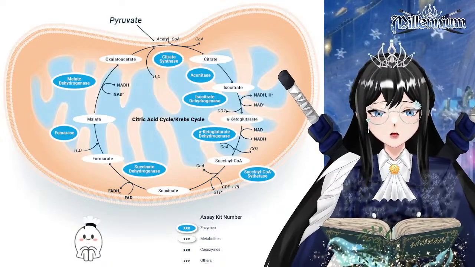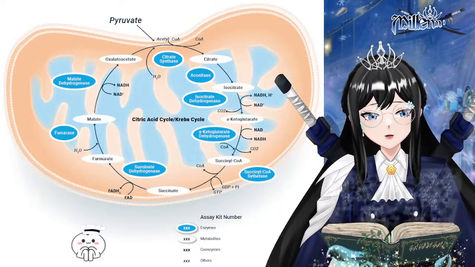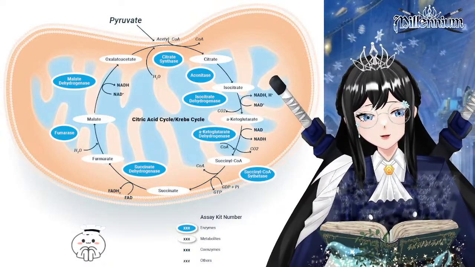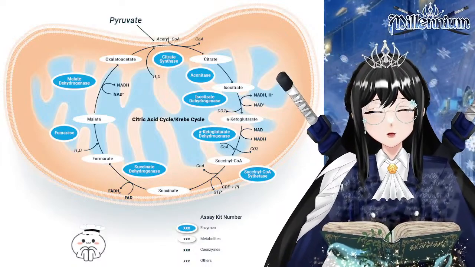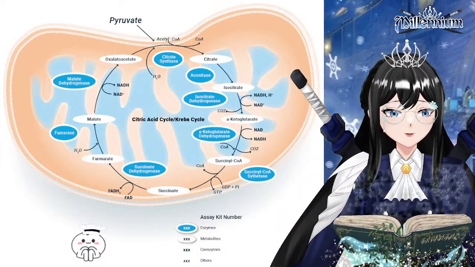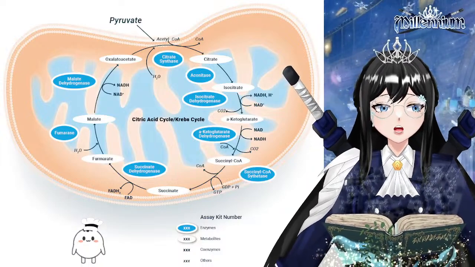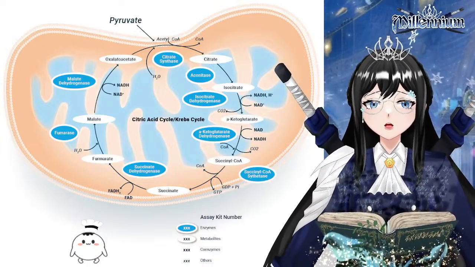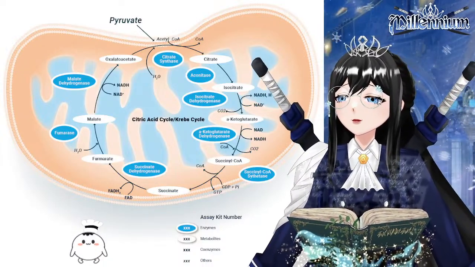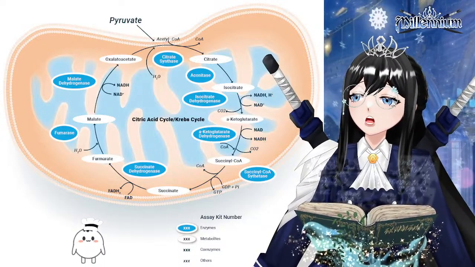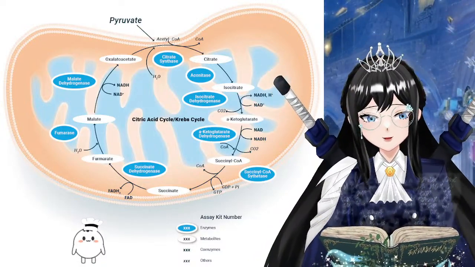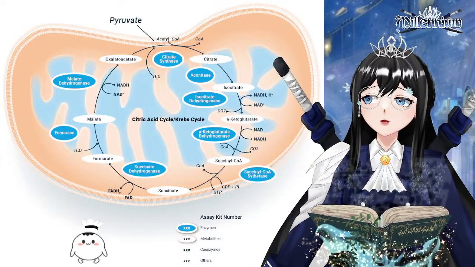How does it start? The cycle would begin with acetyl-CoA, that's the 2-carbon substrate. It would condense with oxaloacetate to form citrate. So what's the beginning part? You have acetyl-CoA condensing with oxaloacetate to form citrate.